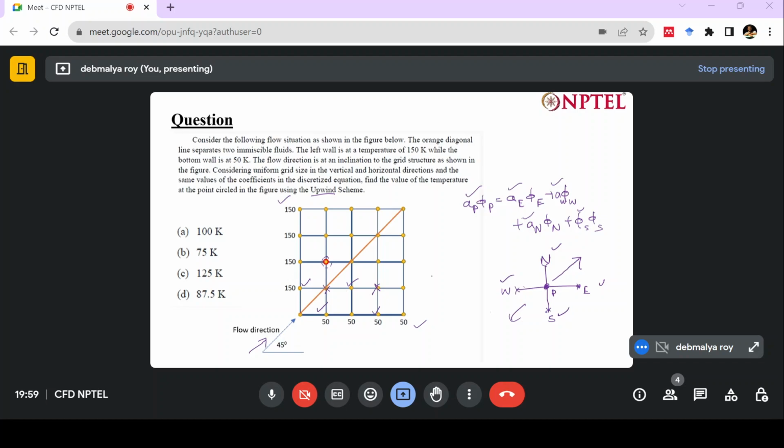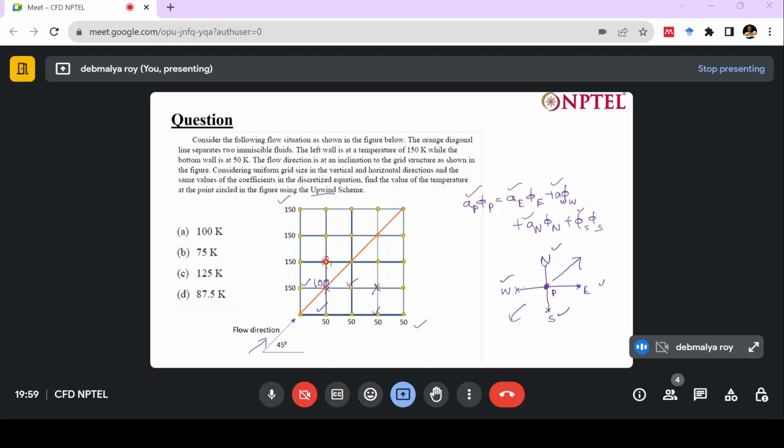So we will take the west and the south points and take an average. What is the west point here? 150. The south point is 50. So 50 plus 150 is 200 divided by 2, which is 100. This point is 100.